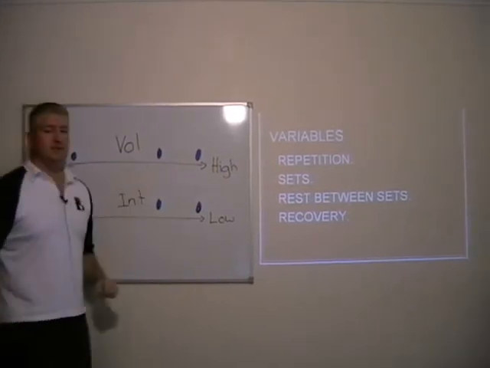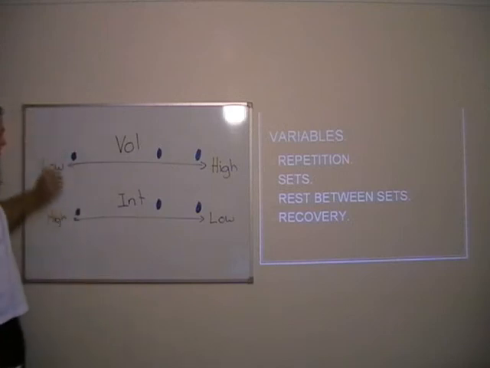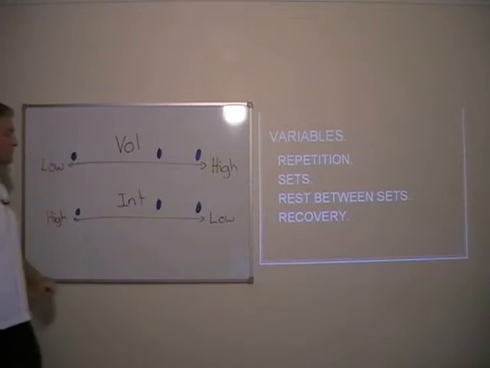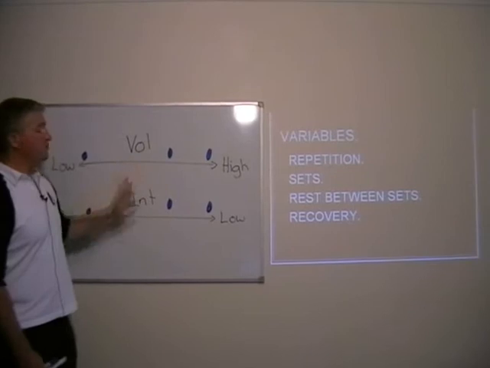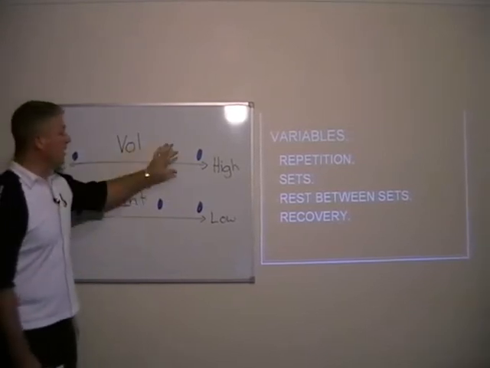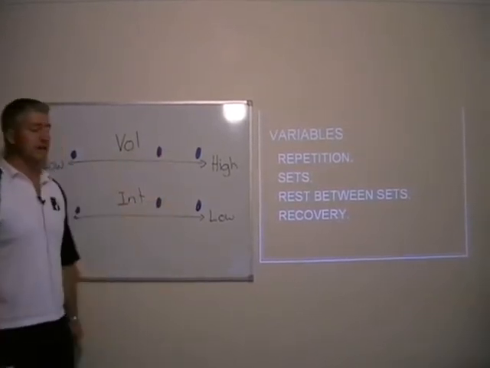So on the volume intensity continuums, this is where the qualities sit. High intensity, maximal strength, low volume. Low intensity, high volume for muscle endurance. Hypertrophy towards the high volume end and towards the low intensity end.